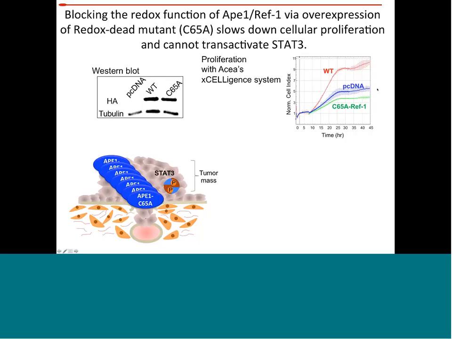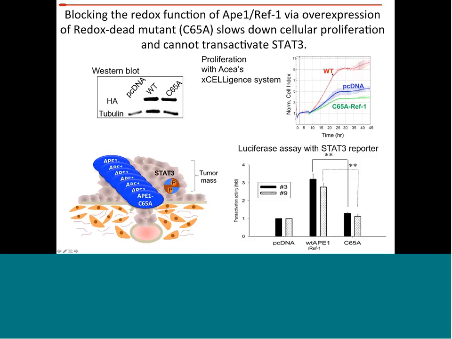And then here's our pcDNA vector control, growing fine over time. And then the C65A is not growing quite as well as that pcDNA, indicating that when the cells do not have fully proficient wild type APE1 in them, they are not growing as well as when we have more. So again, this is pointing toward APE1 being important in the proliferation of the tumor cells, especially.